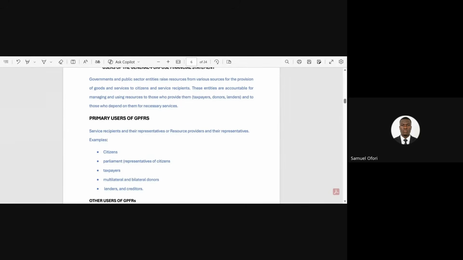Lenders and creditors. Like, he has given you some money, or some goods on credit. He wants to know from your report whether in the future you are able to pay them off. Are you bankrupt? They make decisions on that. So these are the key users of the general purpose financial statement.